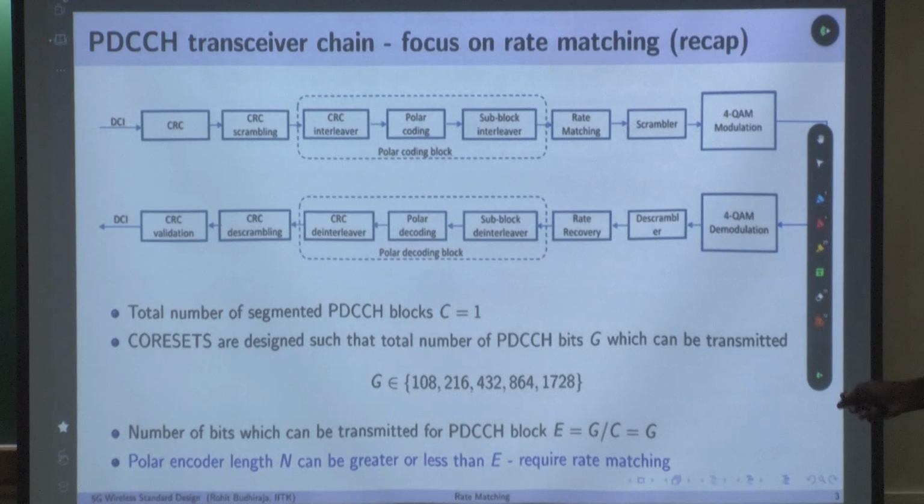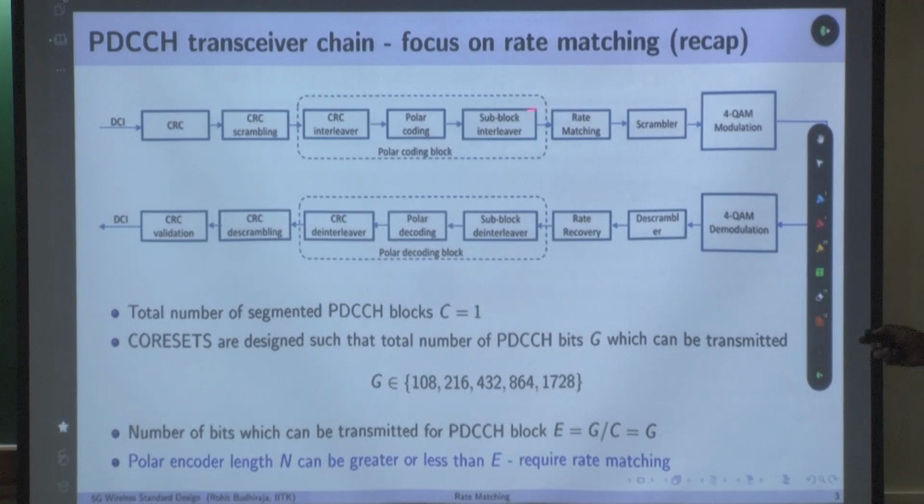N can be greater or less than E, and that essentially means that if N is greater than E, you are generating more than what you are allowed to transmit, so you will have to drop a certain number of bits. If N is less than E, then you are generating fewer bits than what you are allowed to transmit, so you will have to basically repeat certain bits.